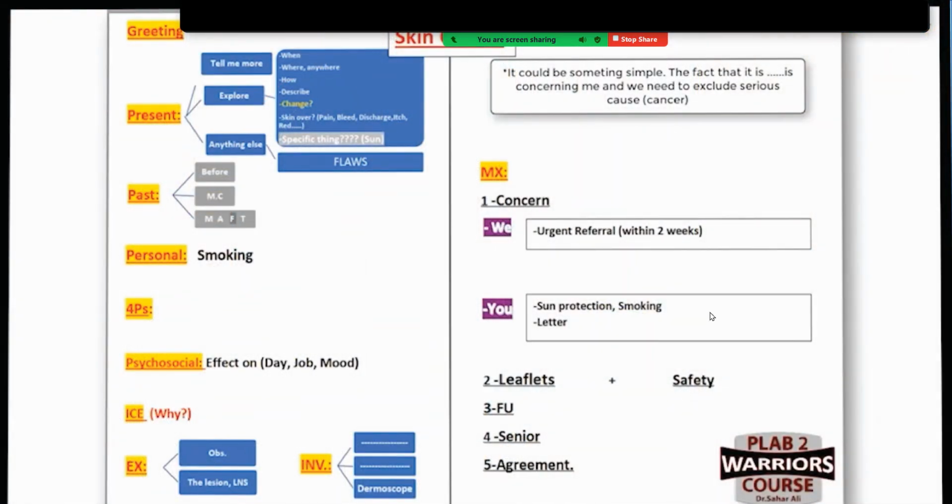In my course, you will benefit a lot from the mind maps. They are lovely, systematic, organized, to the point, and easy to remember mind maps. In each case, you will find its mind map. As you can see, the mind map is divided into 2 halves, as the station should be done: half for the data gathering and half for the management.